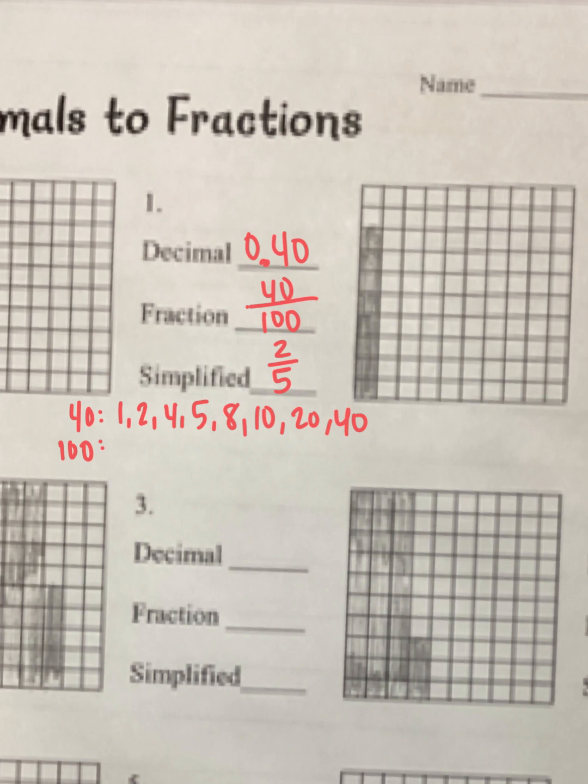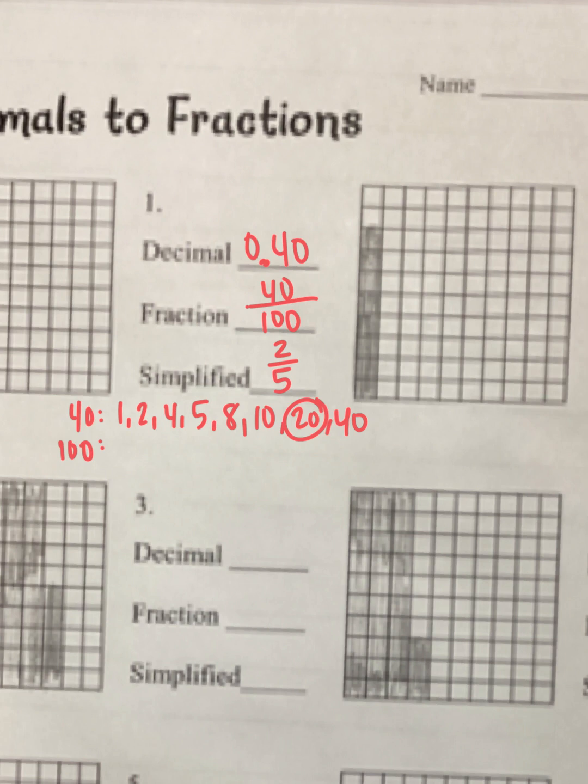Of those factors, which one would be the greatest that can go into 100? 40 can evenly go into 100? 20. So that's what I simplified by. When you're looking here, 40 divided by 20 is 2. 100 divided by 20 is 5. That's how I did it.